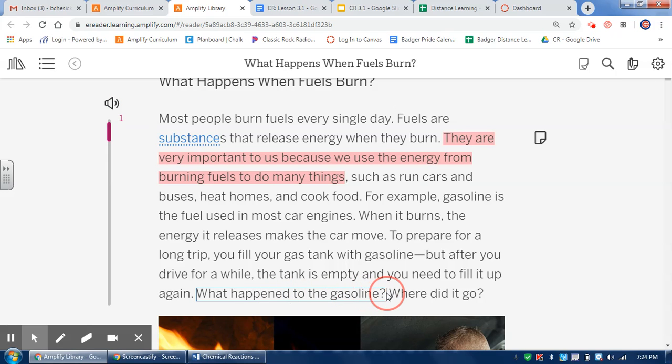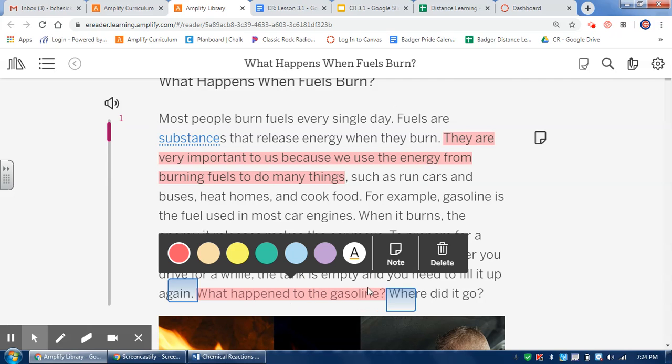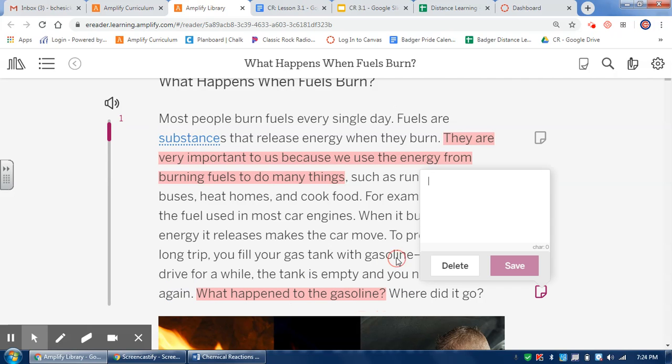What happens to the gasoline? I'm going to highlight that and I'm going to add a note that gasoline is made of atoms. Can atoms disappear? Okay, so I'm going to save that.